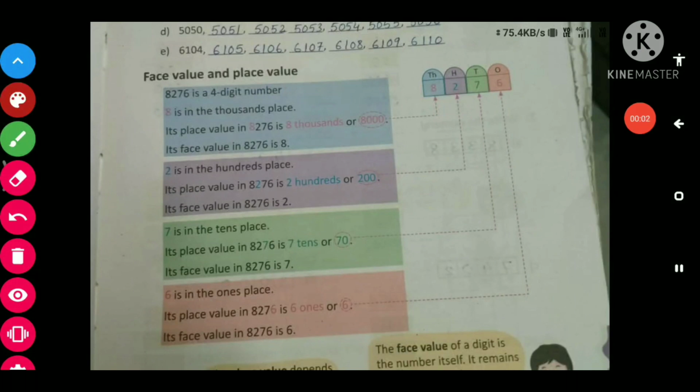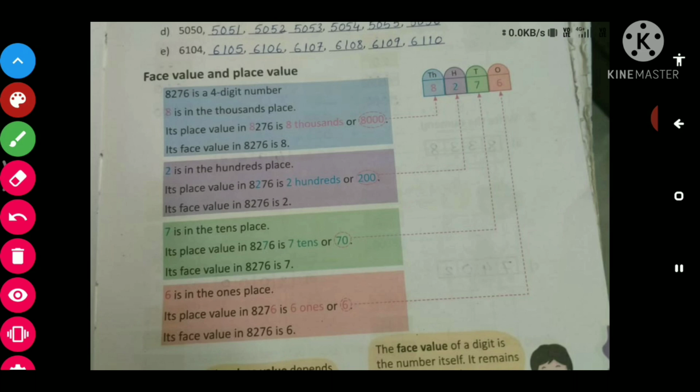Good morning, students. In the last class, we discussed the abacus, right? With the help of the abacus, we can do calculations. We can also find out the number. So today we will discuss the face value and place value of a number.